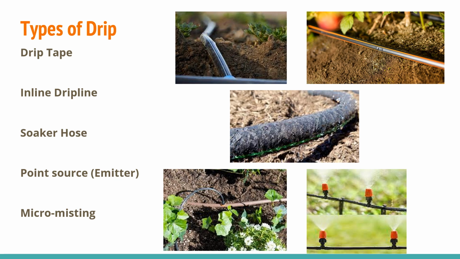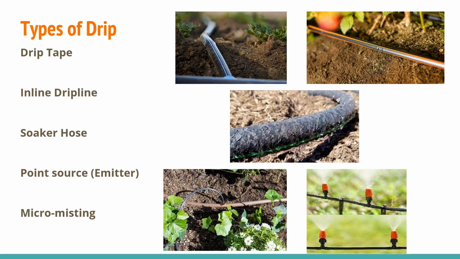What are the different types of drip? First, there's drip tape, which is very thin-walled plastic tubing that lays flat when it's not pressurized, and the emitters are built in and slit-like. Next is inline drip, which is a thin wall but thicker than drip tape plastic pipe that has built-in plastic emitters. They can be cut and connected for a wide variety of uses.